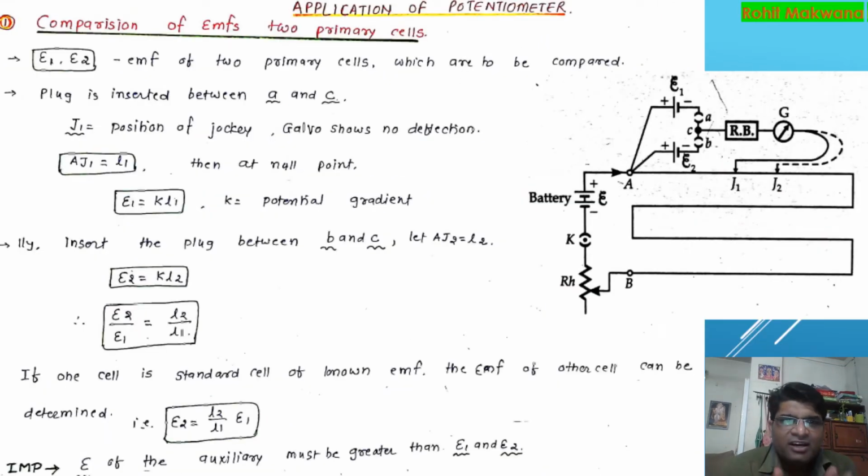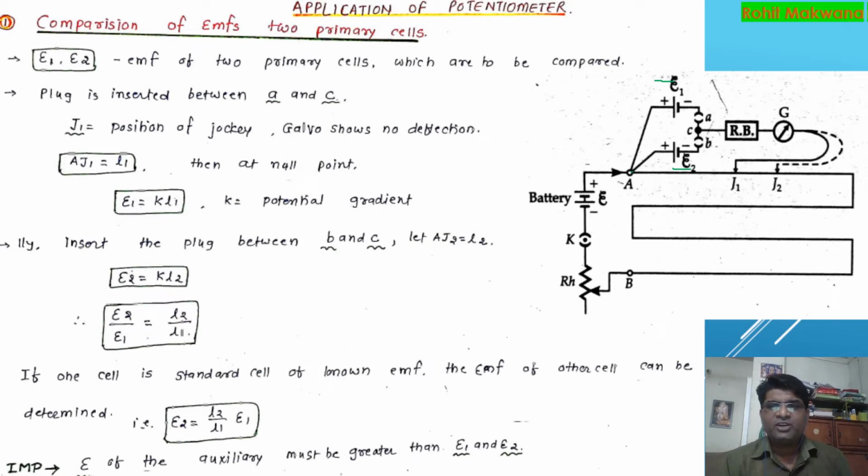Okay, we are here studying two applications of potentiometer. Let's learn the first one, where we are comparing the EMF of the two primary cells. We here will use Leclanche cell and Daniell cell that are made in your laboratory. Okay, so let's say E1 and E2, or you can say epsilon 1 and epsilon 2, are the EMF of the two cells which are to be compared.